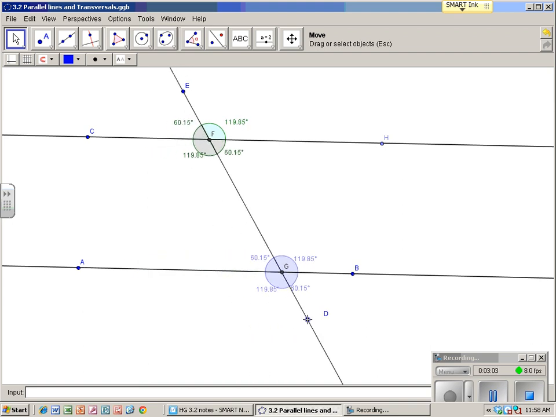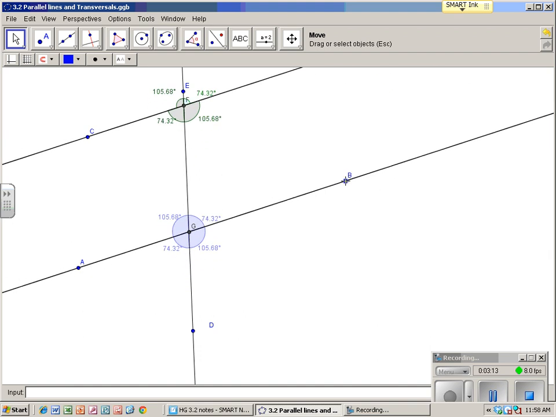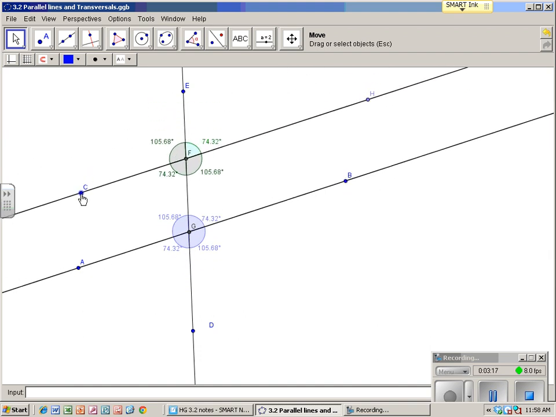Okay, let's go to alternate exterior angles. Going to do the same thing. I'm just going to move it around. Pay attention to your pair of alternate exterior angles. Check out the other pair of alternate exterior angles.